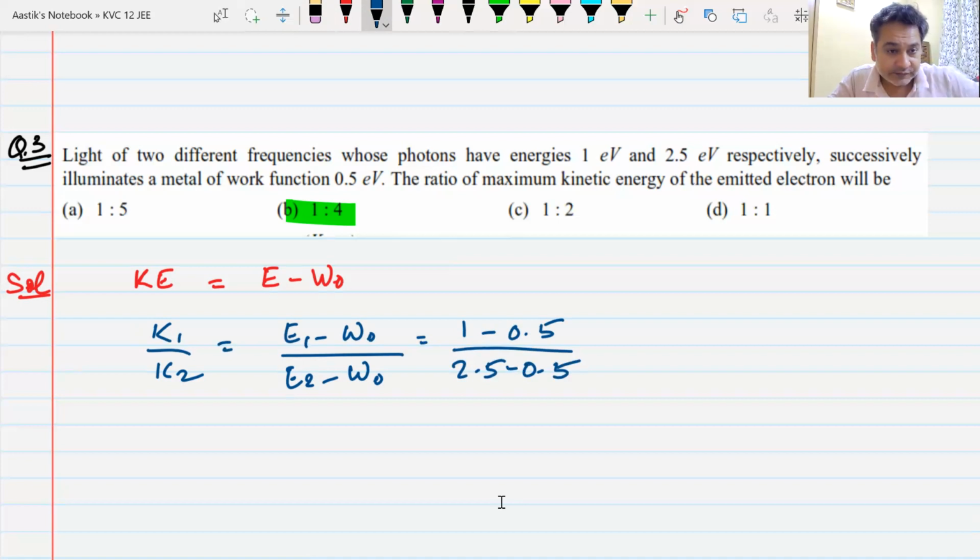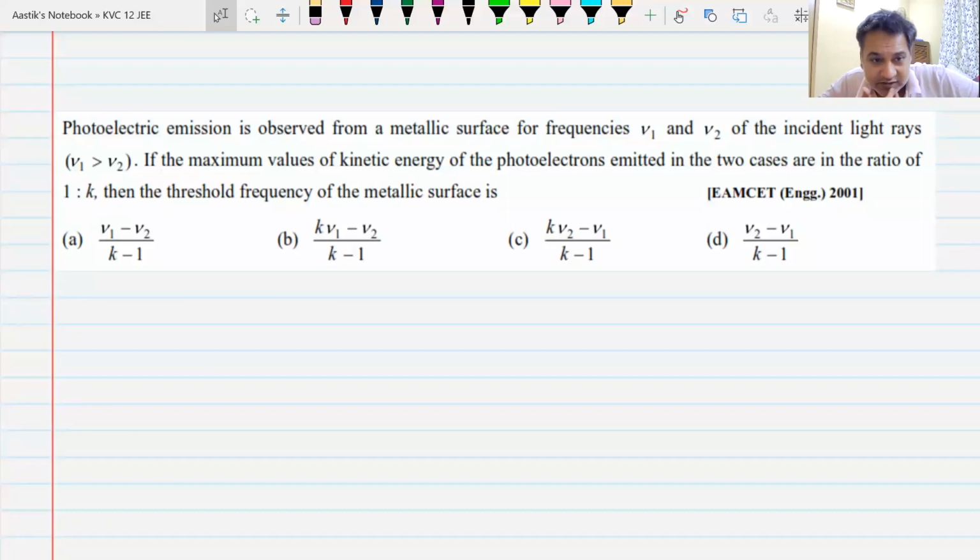Next one. One of the questions in one of the JEEs. The question keeps on repeating in different engineering exams. Photoelectric emission is observed from a metal surface with frequencies F1 and F2, where F1 is greater than F2. The maximum values of kinetic energy in the two cases are in the ratio of 1:K. It is the reverse of the question that we had done. The ratio of kinetic energy is given. You have to find out the threshold frequency.